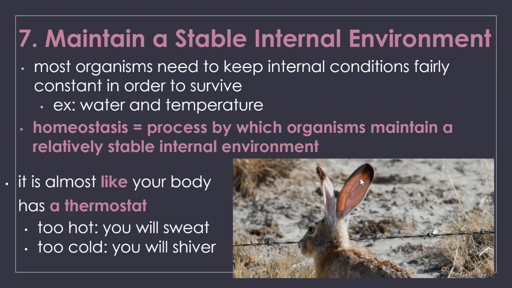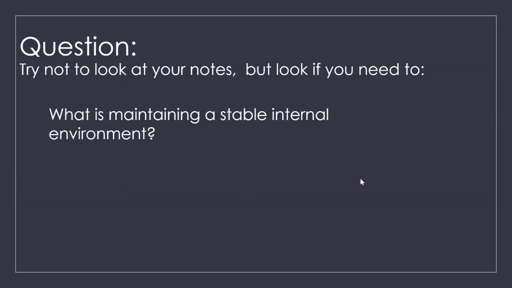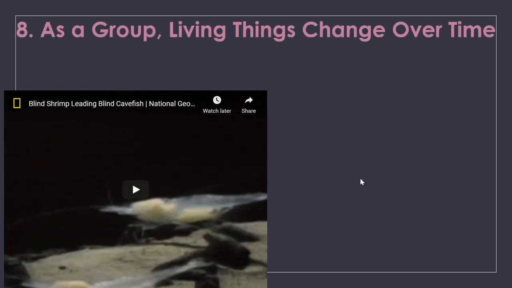If you're too hot, you sweat. If you're too cold, you shiver. If you are dehydrated, you get thirsty and you drink water. If you're overhydrated, you might produce extra urine. So you maintain a stable internal environment, and that is called homeostasis. So what is it called when you maintain a stable internal environment? Homeostasis. And number 8, we're at our last characteristic of living things, and this is really an interesting one.